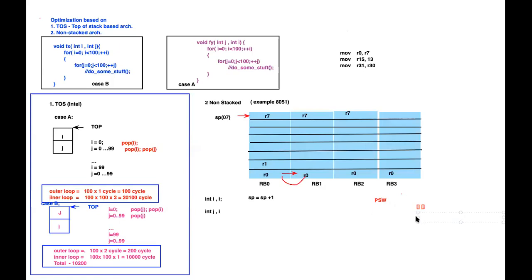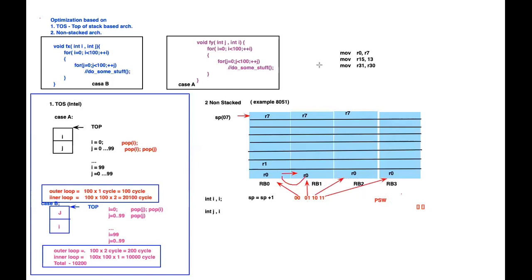So if it is 00, 01, 10 and 11, based on this, you would be selecting the different banks. This value will refer to this bank, this value will refer to this bank, this value will refer to this bank, and so on.